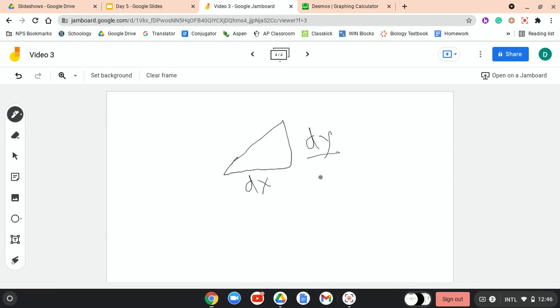So taking a tiny change in y divided by a tiny change in x will give me the derivative at that point. As a result, sometimes we label the derivative as dy over dx. So that's one way to express the derivative of a function at a certain point, or just the derivative in general.